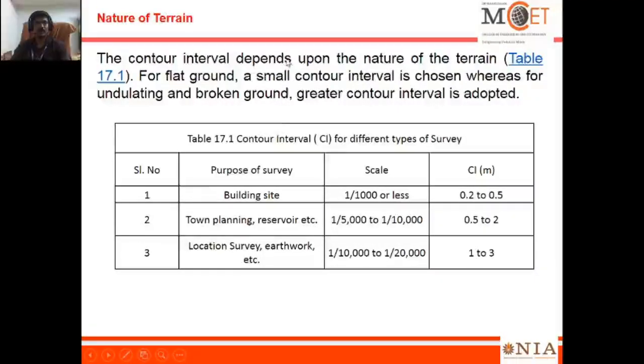So the contour interval depends upon the nature of the terrain. For flat ground, a small contour interval is chosen, whereas for undulated and broken ground, a greater contour interval is adopted. Right? It depends upon the nature of the terrain.